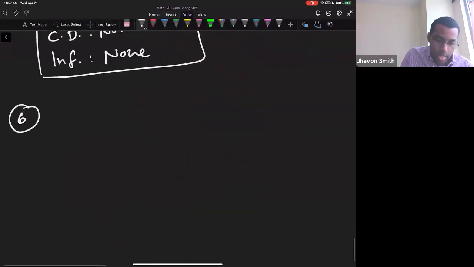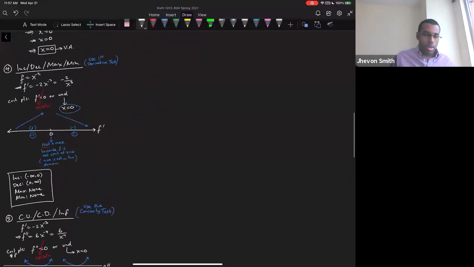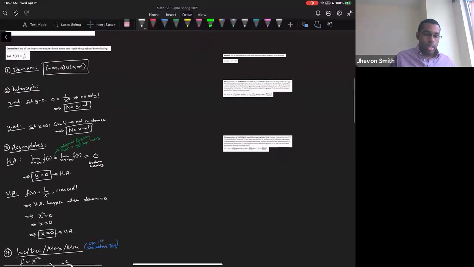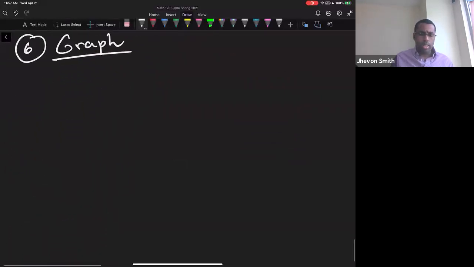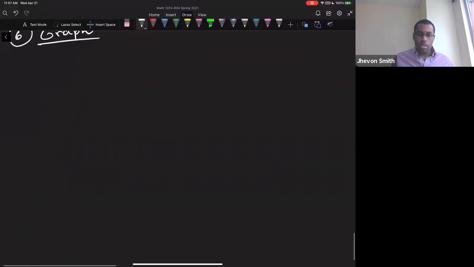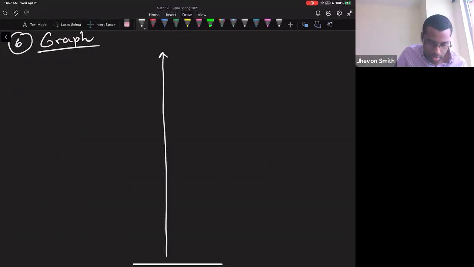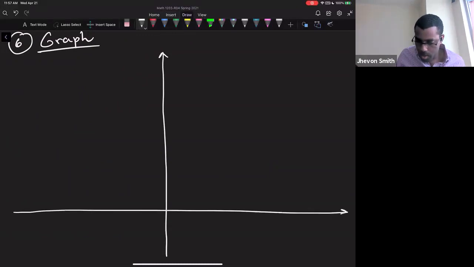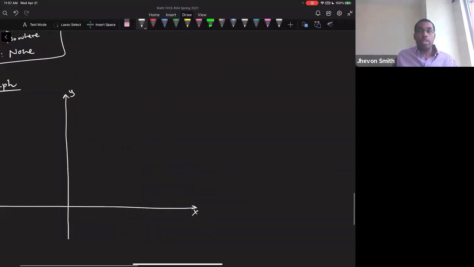Now that brings us to step 6. We're finally going to graph it. So essentially what we're going to do now is take note of all these features we just found, and put them on the graph. Now I tend to like to do this in a certain order. So let's see how we do that. So here's the graph, the Cartesian axes.